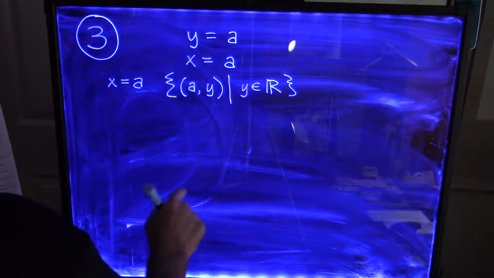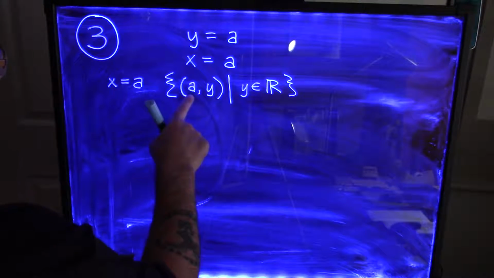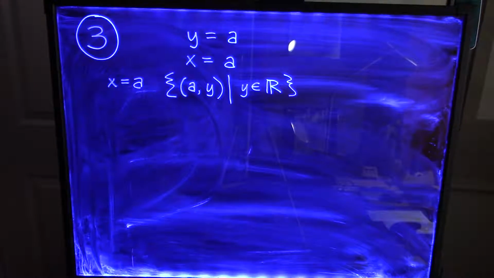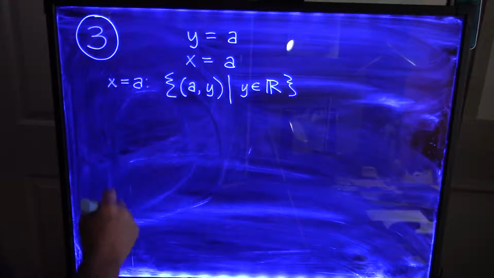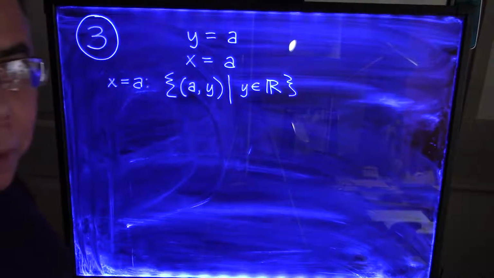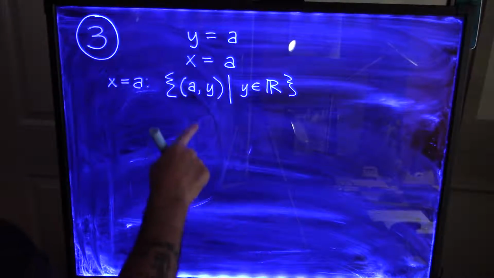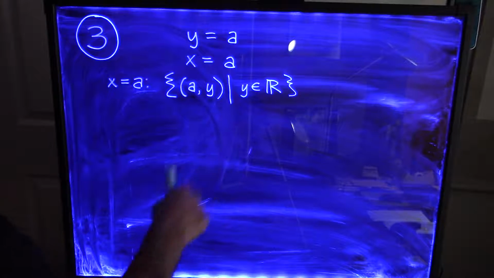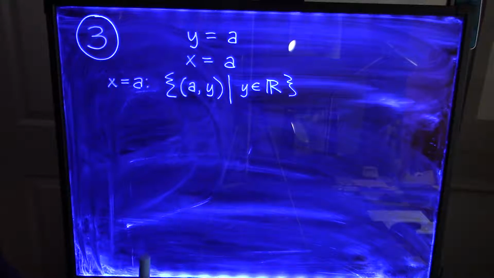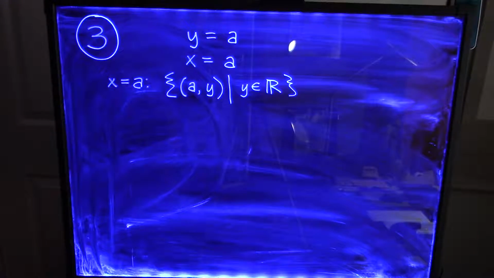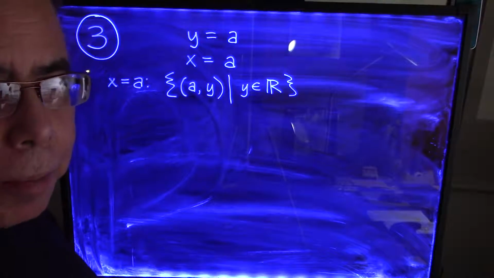All right. So in other words, the x coordinate in the line x equals a is the same. It's a constant. It's always going to be a. But the y coordinate will vary. It'll be any real number. That's basically what this is saying. So x will always be a, but y will be anything, any real number.